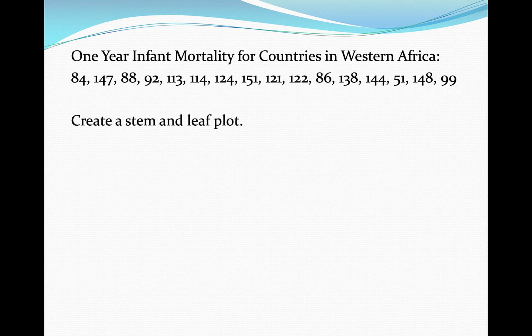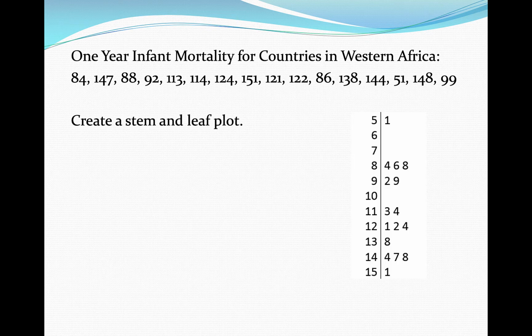Then you use a vertical line in order to separate the leaves. And then you go through each data point and you write the leaves with the corresponding stem. So if you do that in this case, you're going to get a plot that looks like this. This is a basic stem and leaf plot for this data set. You can see to the left of the line, those are all your stems. Your stems range from that lowest data value of 51 to that highest value of 151. So your stems range from 5 to 15.